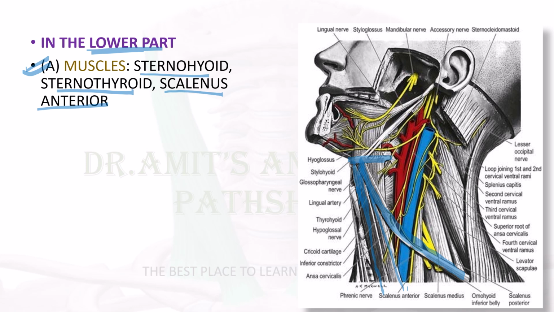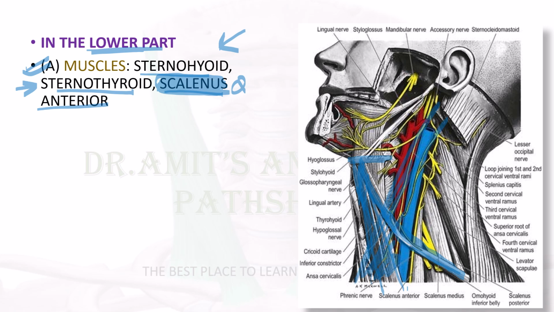This is not an infrahyoid muscle. Scalenus anterior is a muscle of the neck, not an infrahyoid muscle. The rest four muscles, sternothyroid, sternohyoid, omohyoid and thyrohyoid, are the infrahyoid muscles, which are present deep to the lower part of the sternocleidomastoid muscle.